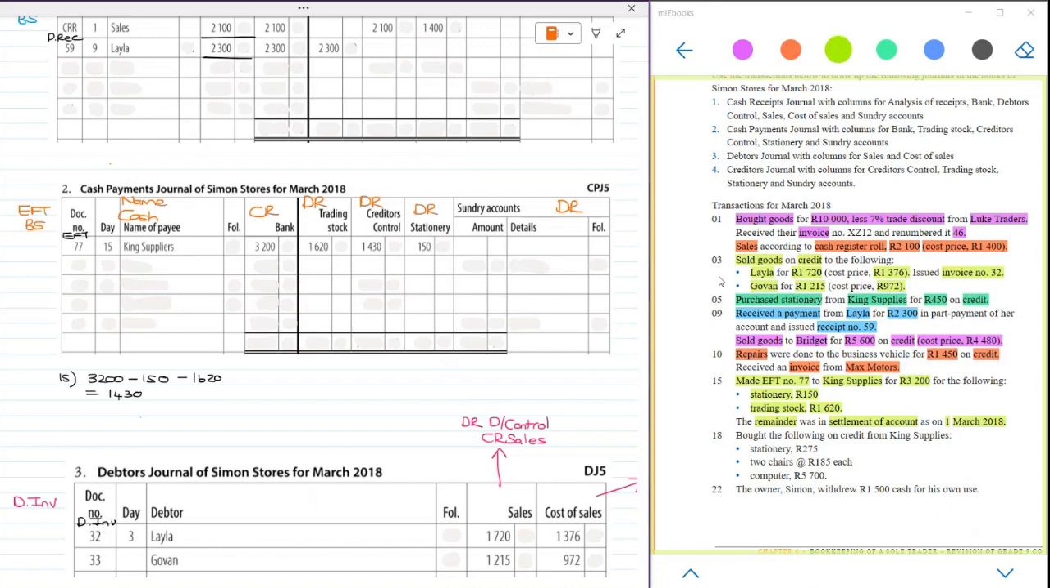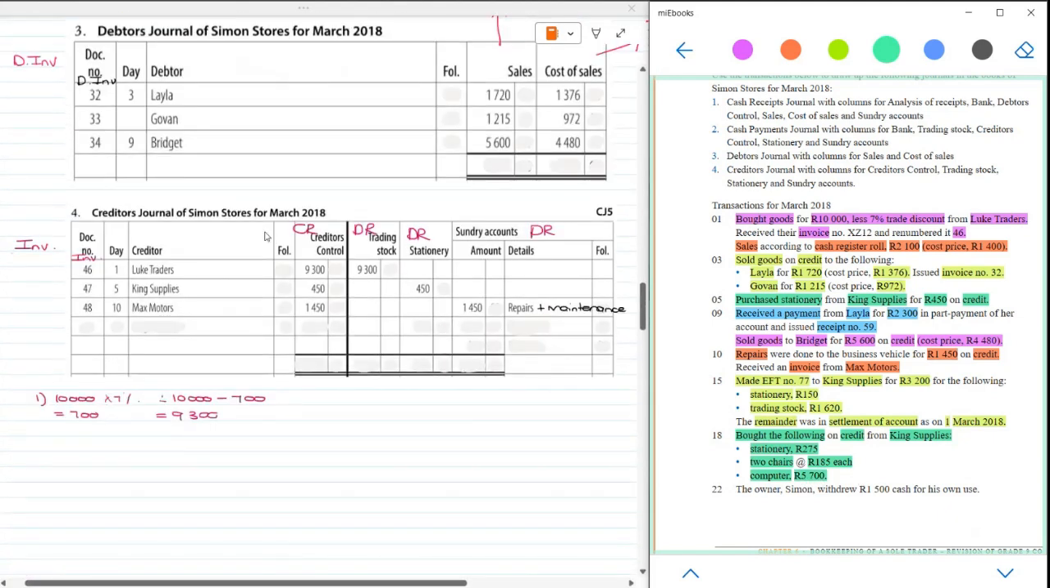On the 18th, we bought the following on credit from King Supplies: stationery, 2 chairs at 185 each, and then a computer 5,700. When we buy on credit, this is a CJ transaction. So source document number 49. The date is the 18th. We bought it from King Supplies.